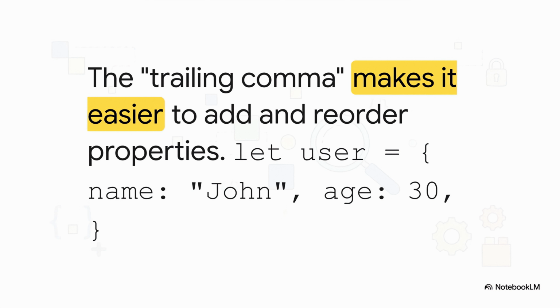All right, here's a little pro tip for you, something that'll seriously make your life easier down the road. See that comma after the last property, after age? That's called a trailing comma. And guess what? It's totally fine. The reason it's so great is that if you want to add another property or just reorder them, you don't have to remember to add or remove a comma. It's a small thing, but trust me, it's a huge help.